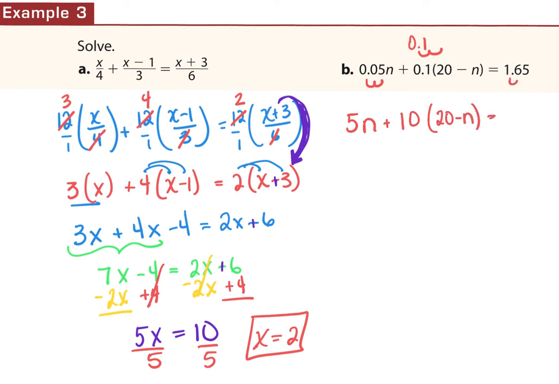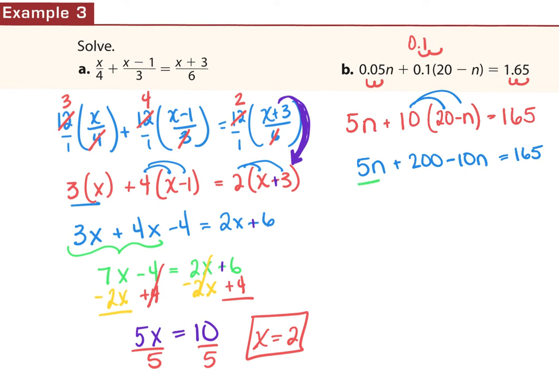And same thing here, 2 places, that 1.65 becomes 165. Again, would you rather solve the top one or the bottom one? Bottom. Yeah, most people would rather solve that bottom one, right? And so now I'm just going to do what I would do. The 5n doesn't simplify. We have 10 times 20. That's 200. 10 times negative n, negative 10n equals 165.